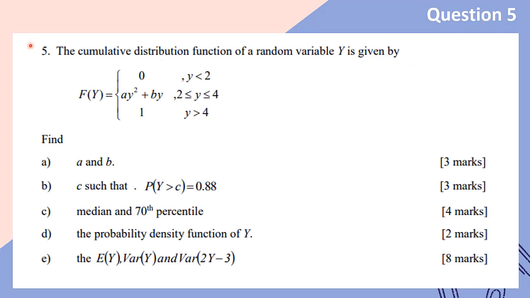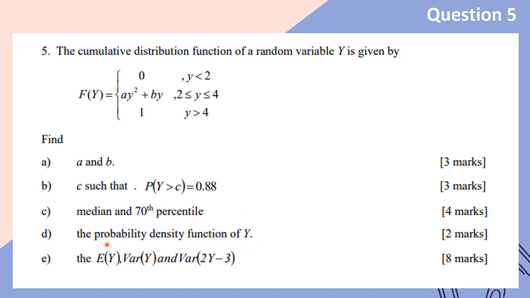Question 5. The cumulative distribution function of a random variable y is given by f of y. We have to find the value of a and b, the value of c such that the probability of y greater than c is equal to 0.88, the median and the 70th percentile, the probability density function of y.